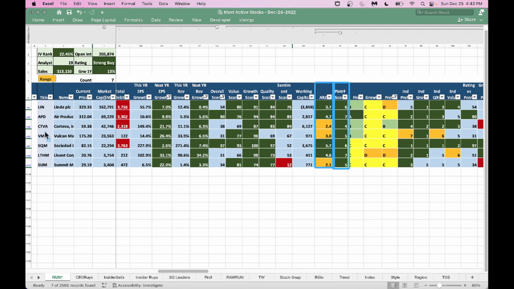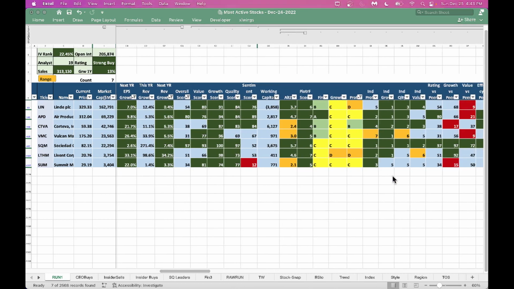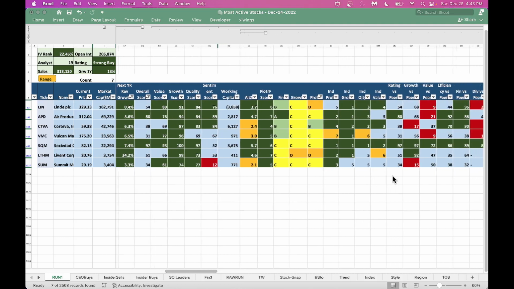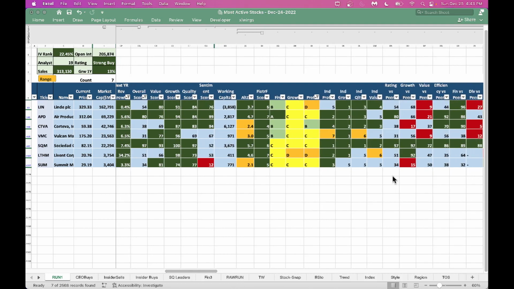VMC, Vulcan, as you can see here, actually Corteva has got a little bit lower score from a Piotroski F score perspective. I know it's a great company. Let's keep it and keep going. And look, we got a few more here. We got profitability and so on and so forth here.